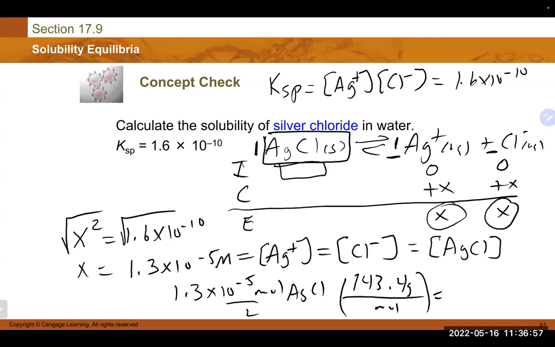That means you get a solubility of 0.002 grams per liter. That means that if you have silver chloride and 1 liter of water, you could dissolve a whopping 0.002 grams of it, which means it is pretty much insoluble, which is why we think of silver chloride as being insoluble. That's basically 1,000 milliliters. Any questions on that calculation there?